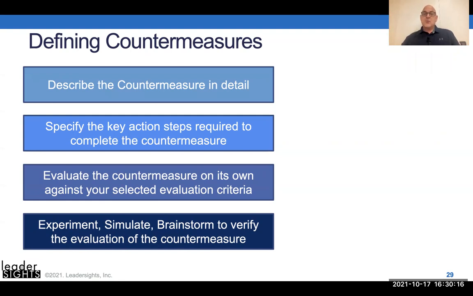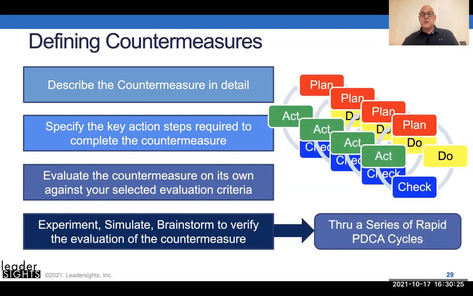But if it does, you've got to remember that there are still other options. So we've got to test those as well. What we're really trying to do is build this series of rapid PDCA cycles so that we can determine very quickly which of these options is going to work the best. Now, every workplace is a little bit different, so you're going to have to tweak this a little bit here and there just to make this work.